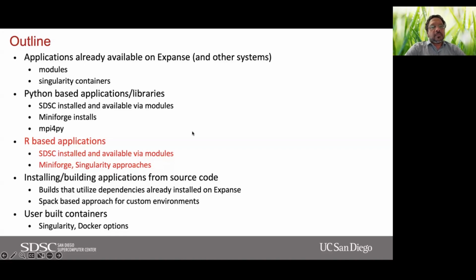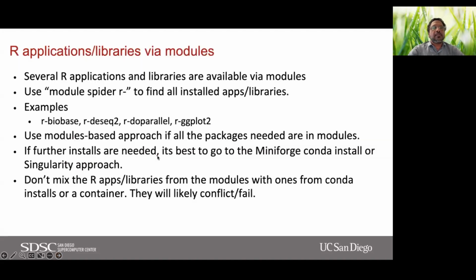So next come R-based applications. So this is, again, we have some R applications and modules available through our regular modules environment. So you can do module spider R dash to find all of them. So for example, we have BioBase and doParallel and ggplot2, and all of these are in our own modules. And if these installed versions are enough for you, you can just go ahead and use that. You don't need to go install it again.